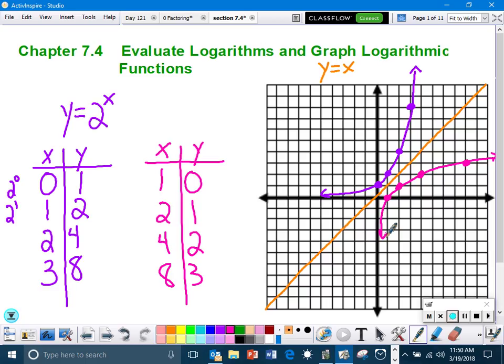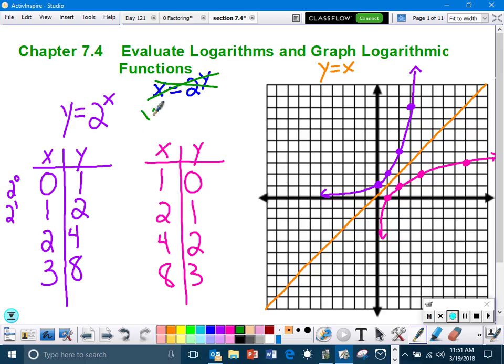Now, if you also recall from the last chapter, when we found the inverse, we switched x and y. So if I switched and wrote x equals 2 to the y power, well, y is an exponent, and we have not even come close to seeing anything like that. So we've got something else here. So we're not going to do that. The inverse is going to look like this.